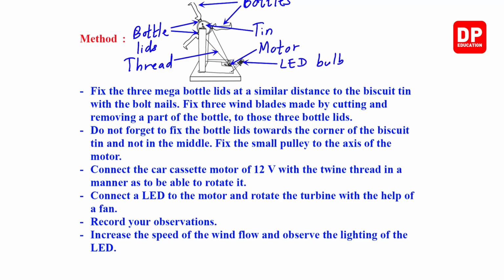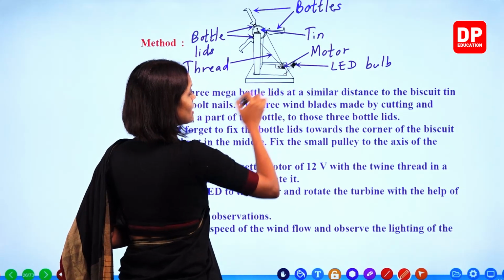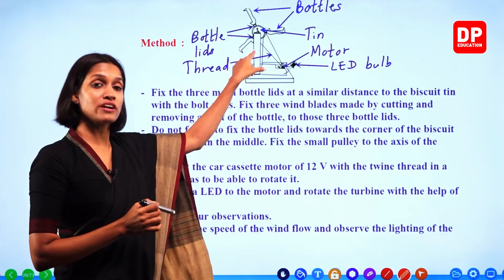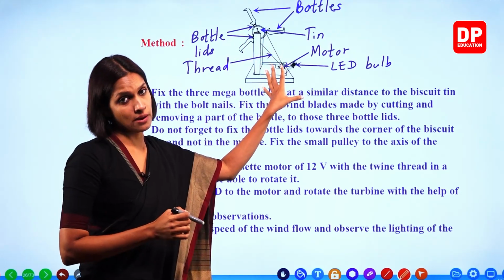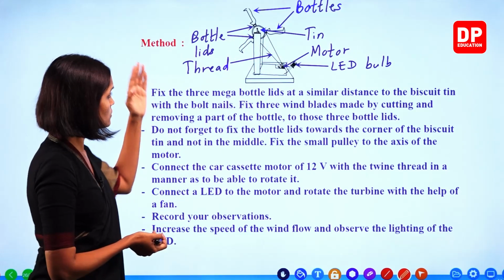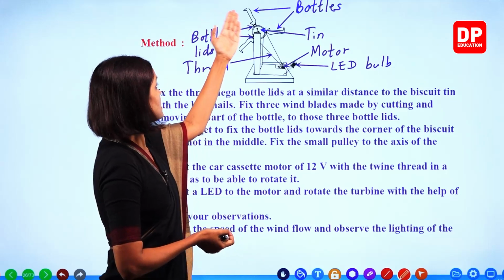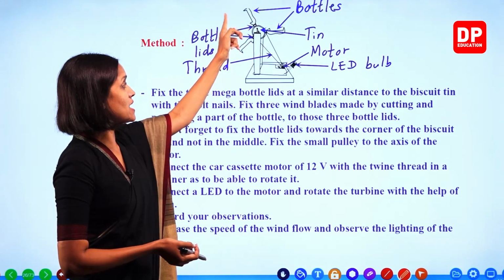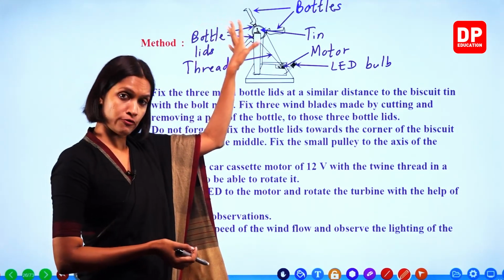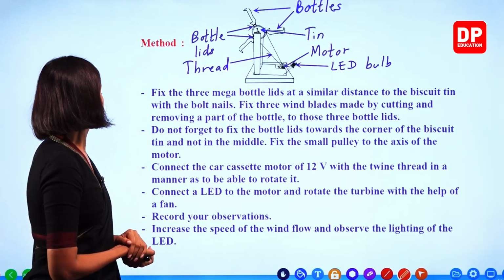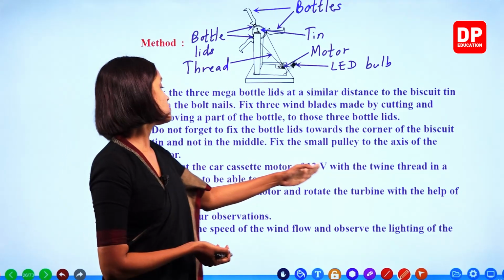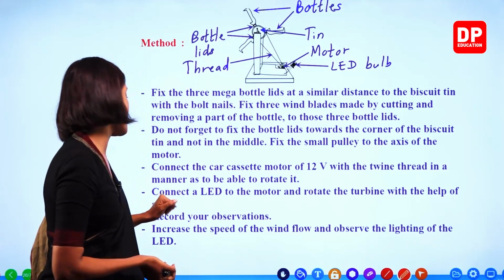The two terminals of the motors are connected to the LED bulb. So when the motor rotates, the LED bulb should light up. Right, children? So we are going to rotate this big structure, fan-like structure using wind. Okay? So connect LED to the motor and rotate the turbine with the help of a fan.